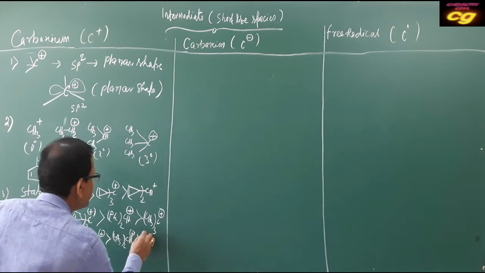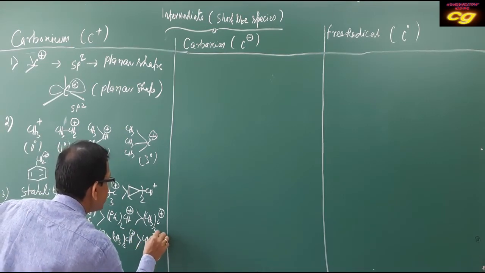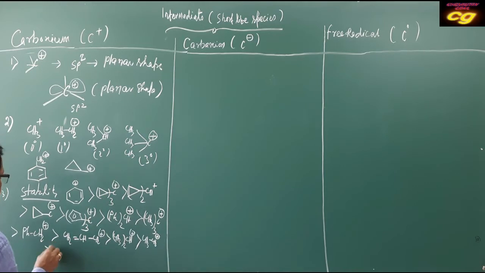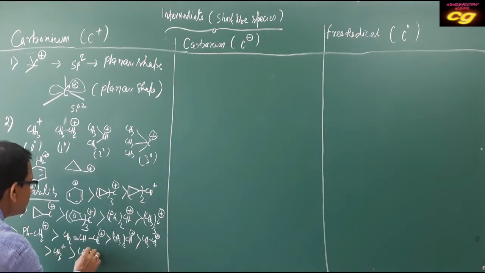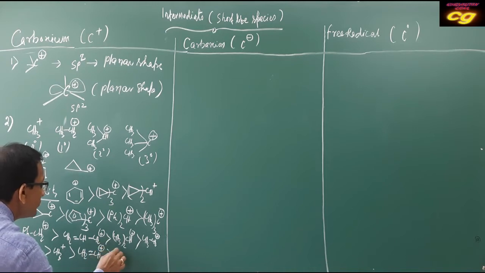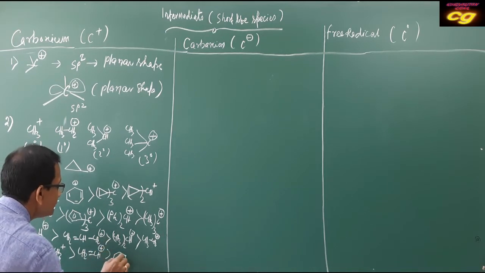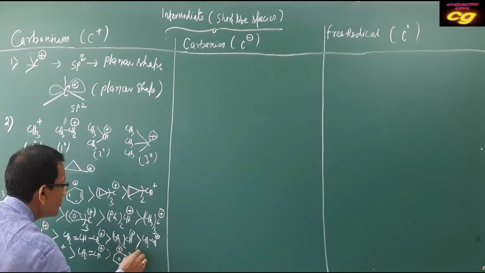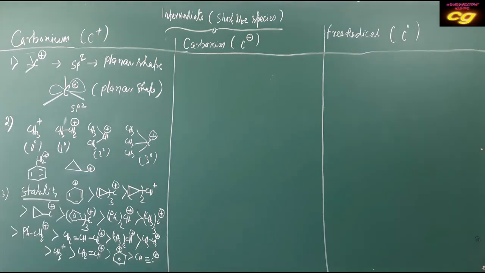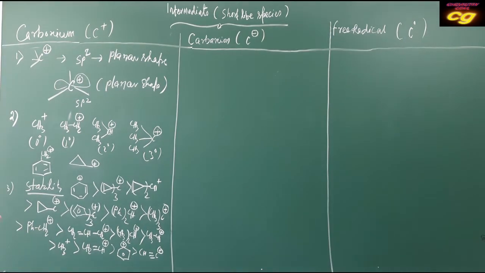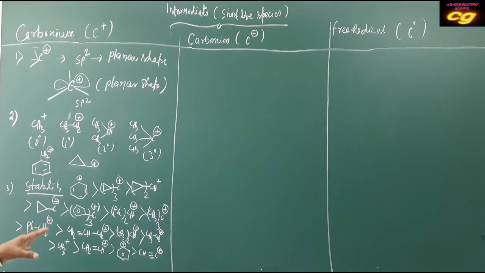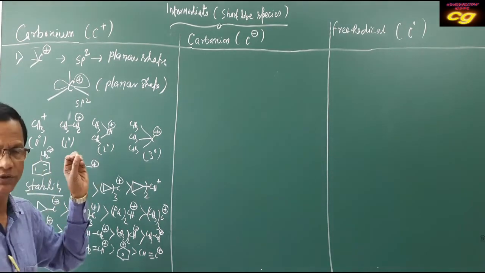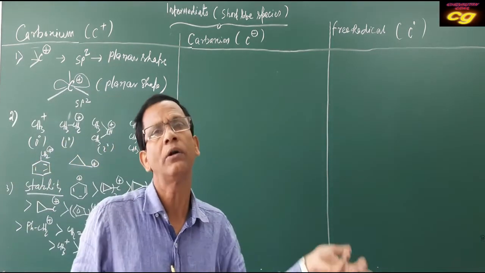then primary, then methyl carbocation, then vinyl, then phenyl. So these are the different types of carbocation and their stability. This type of carbocation is stabilized mainly by three effects: either resonance effect, inductive effect, or hyperconjugation.